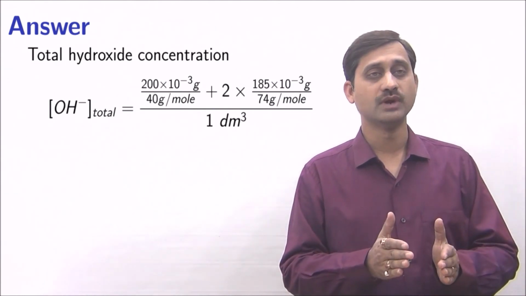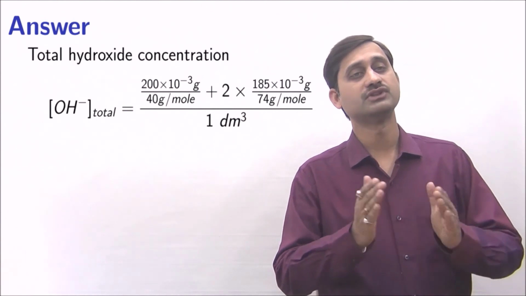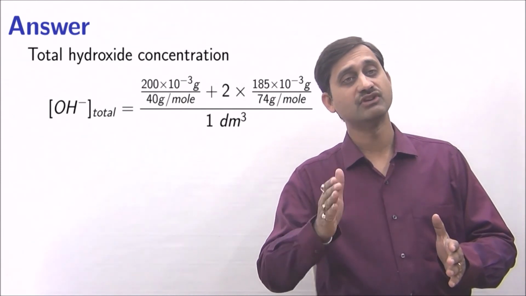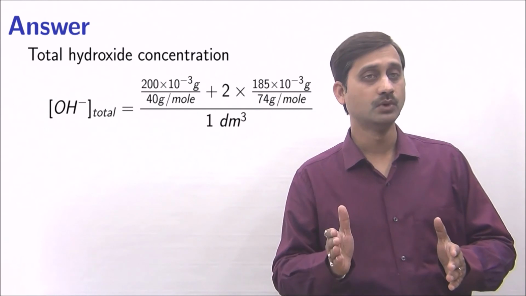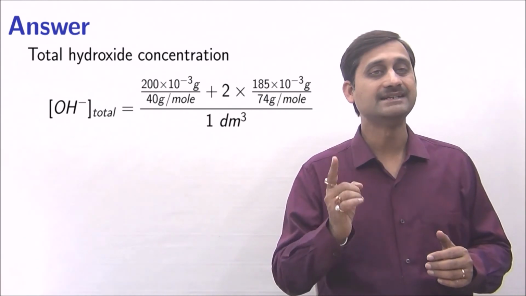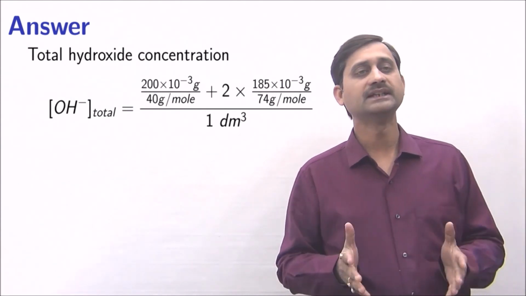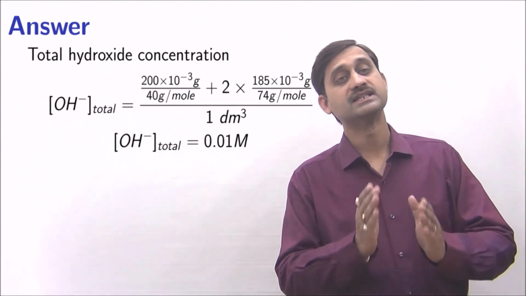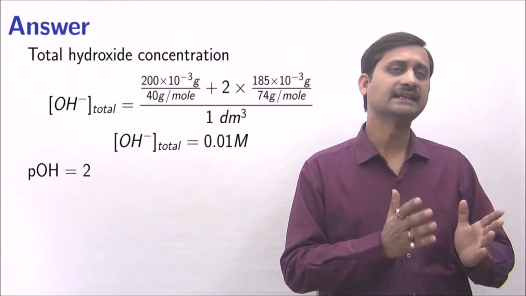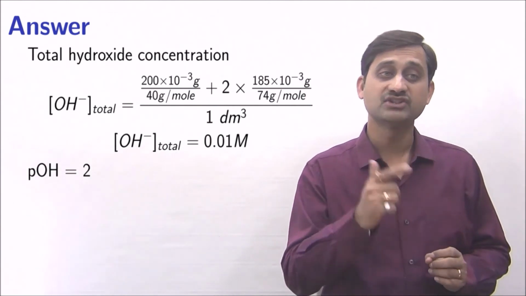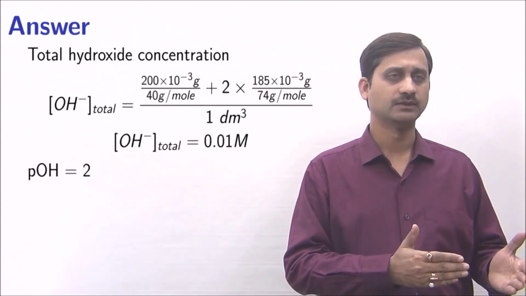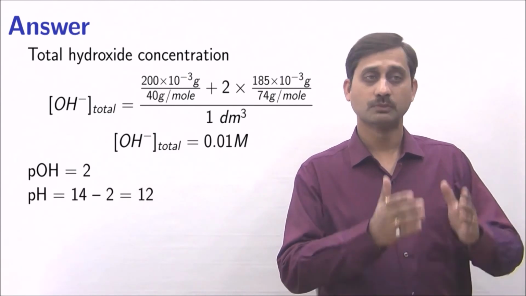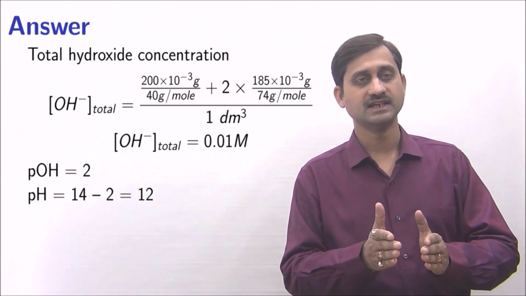The total concentration of OH minus would be 200 into 10 raised to power minus 3 grams divided by 40 gram per mole plus 2 into 185 into 10 raised to power minus 3 gram divided by 74 gram per mole, and whole is present in 1 liter, that is 1 decimeter cube. Calculating the value, the concentration of OH minus from both comes out to be 0.01 molar. Taking the negative log of this concentration, we get the pOH as 2. The temperature is 298 Kelvin. So Kw is 10 raised to power minus 14. pKw is 14. So pH is 14 minus 2, that is equal to 12.